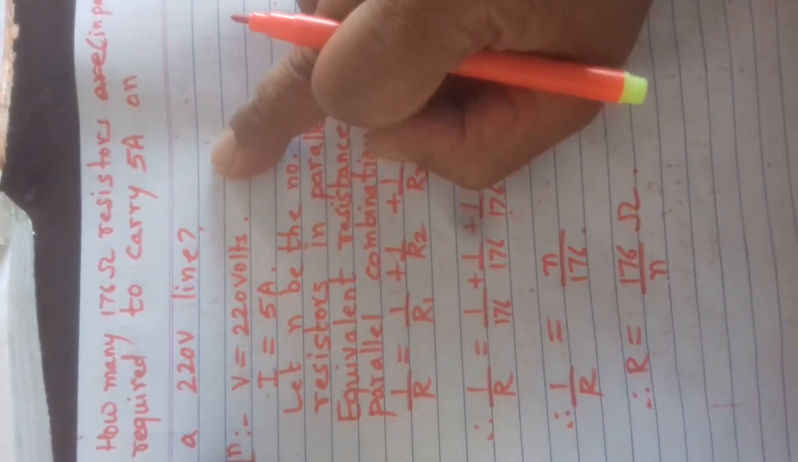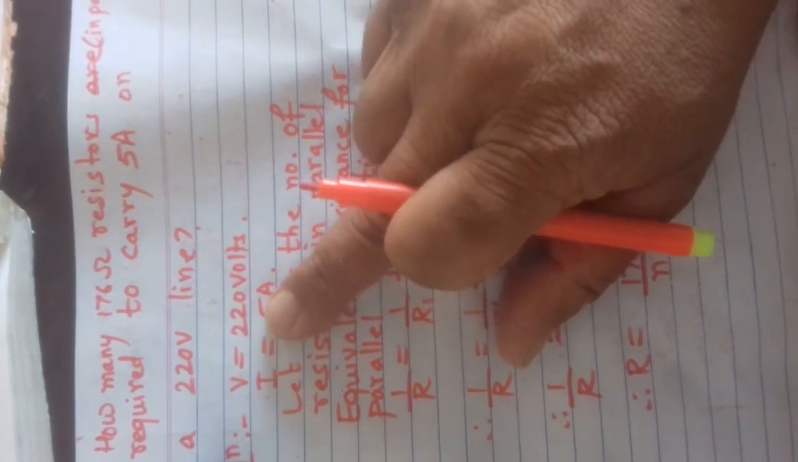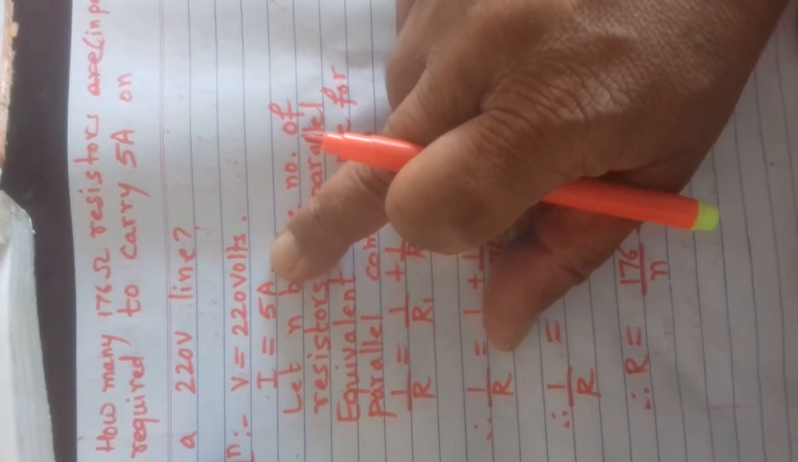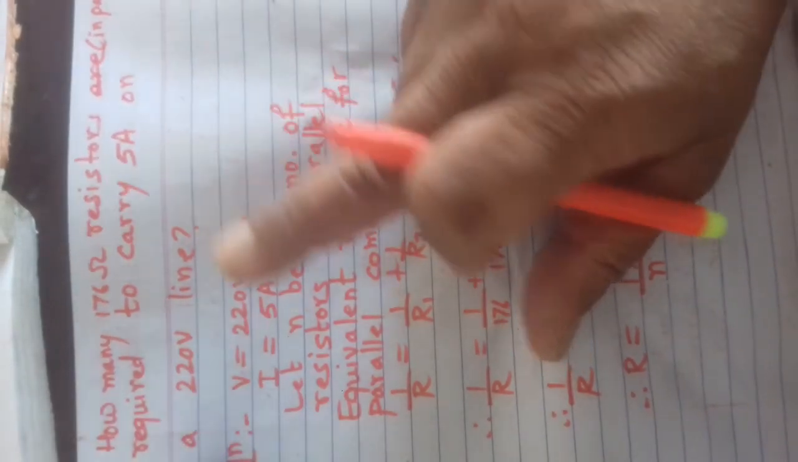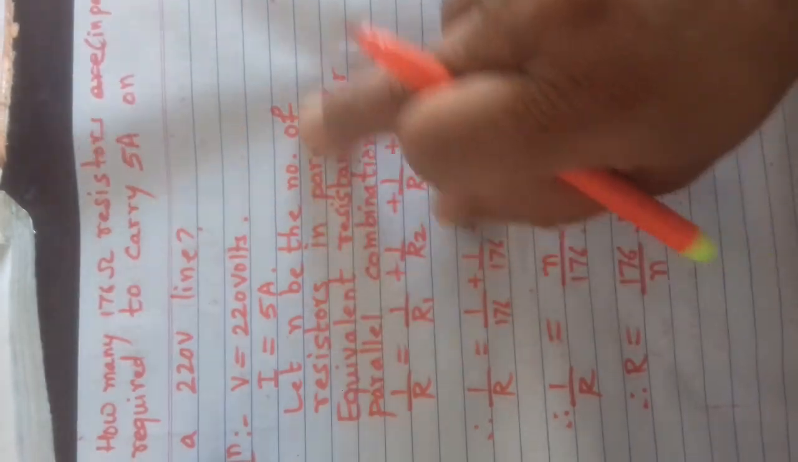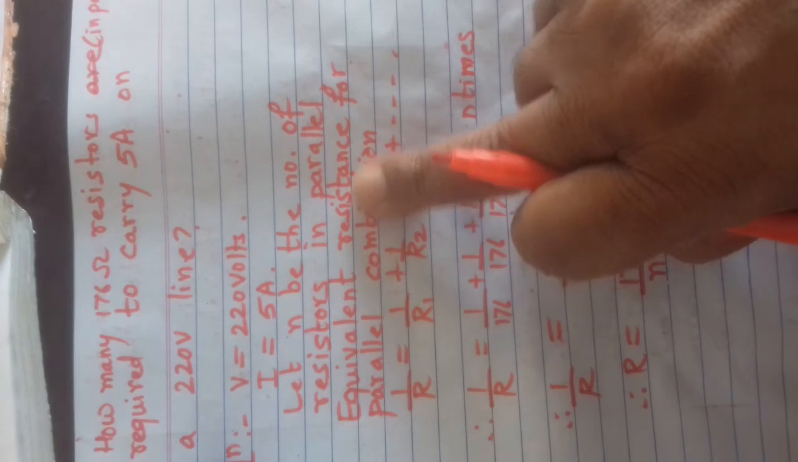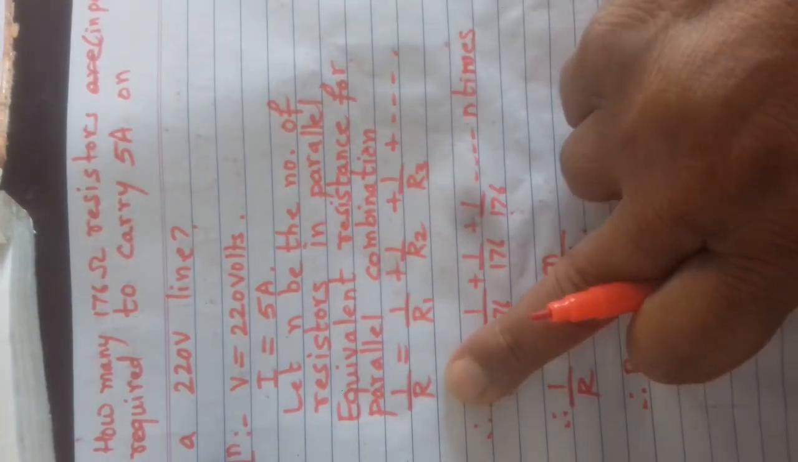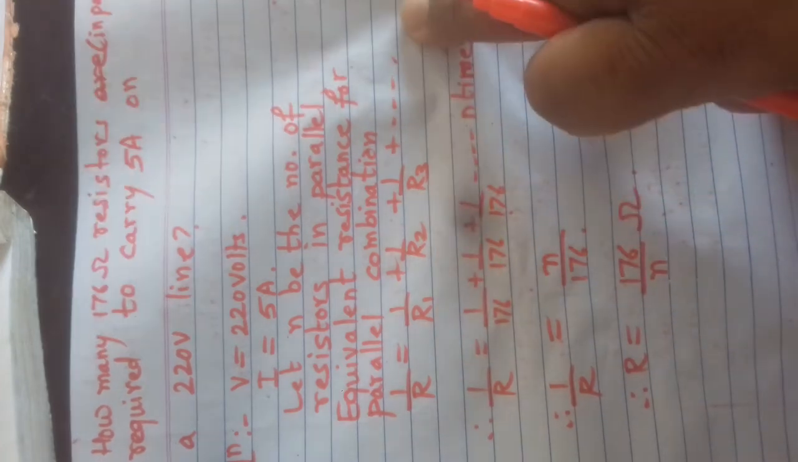Okay, so here I have written the solution. Potential difference V is 220 volts. Current I is equal to 5 amperes. And each resistor is 176 ohms. Let N be the number of resistors in parallel. So equivalent resistance for parallel combination is given by 1 by R is equal to 1 by R1 plus 1 by R2 plus 1 by R3 and so on.